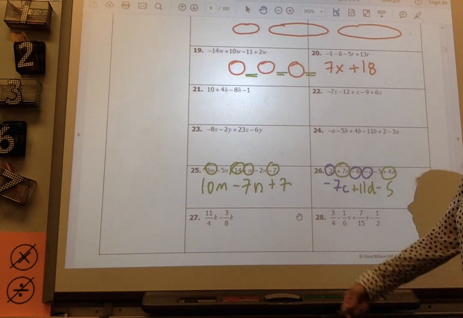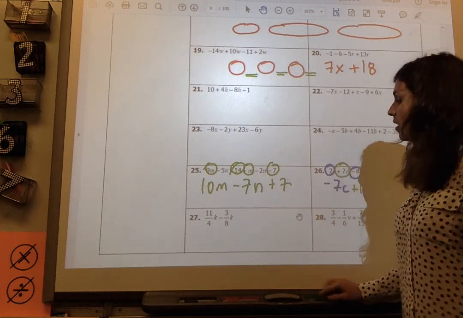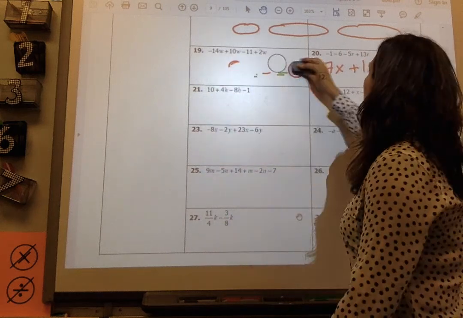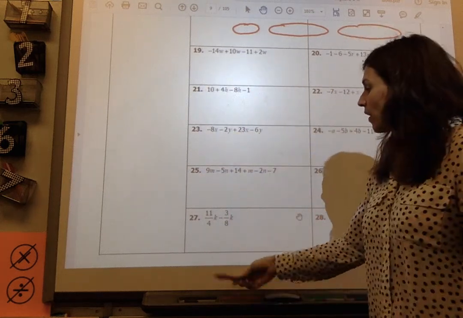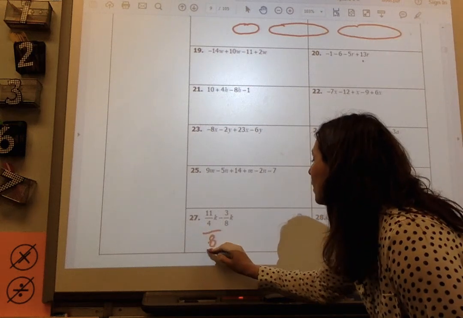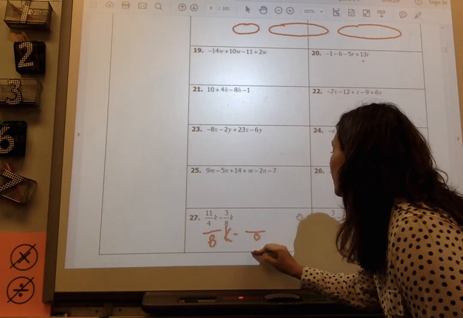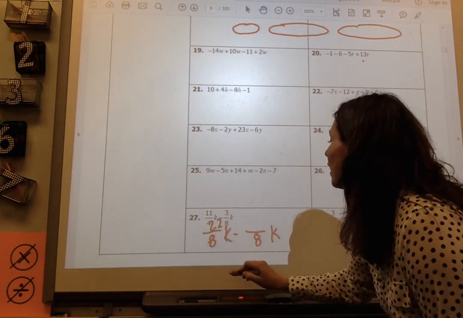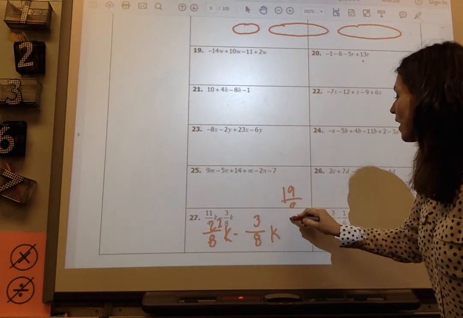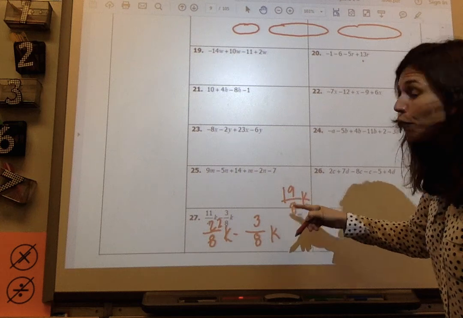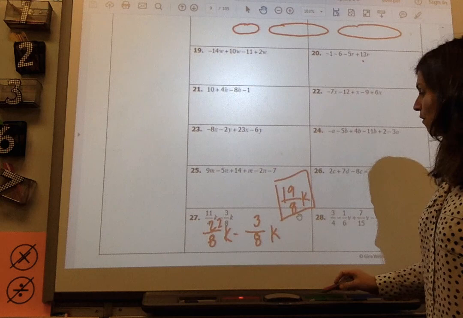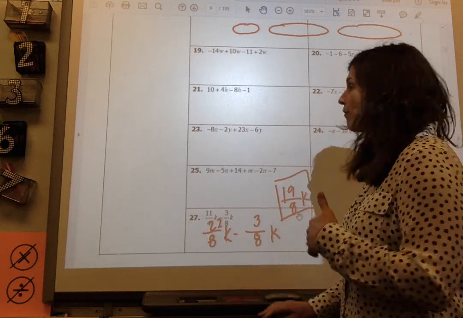Okay? Now, let's not be afraid of the fraction down here. So remember how you just got to add fractions. What do we need to add fractions? We need a common denominator. So I've got 11/4 and -3/8. So I'm going to change this to be 8 to match my 8 over here. So that's 22/8k minus 3/8k, which gives me 19/8k. Simplified even further, that's it. Nothing else can be combined. So 19/8k. Keep it as an improper simplified fraction.